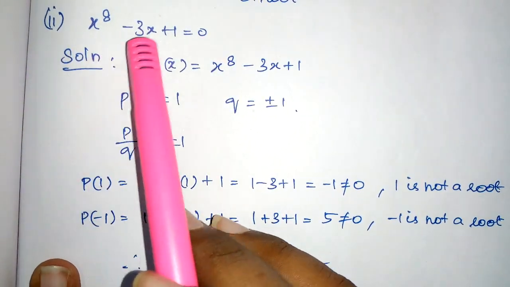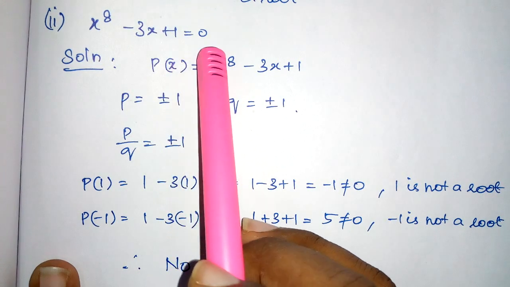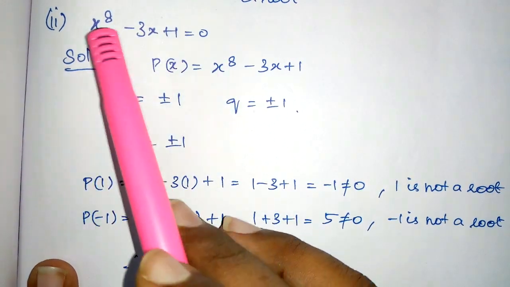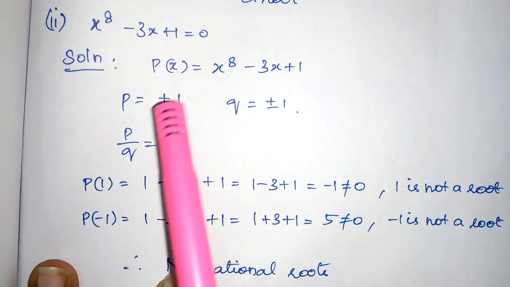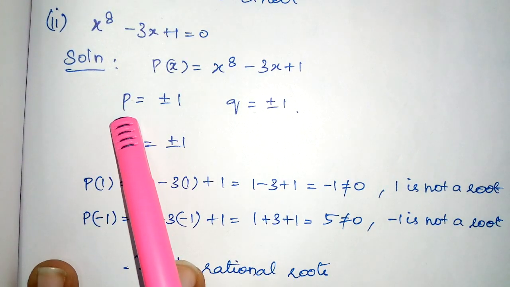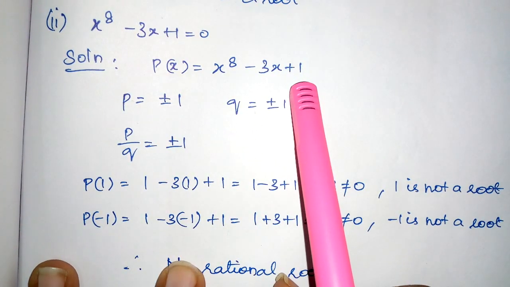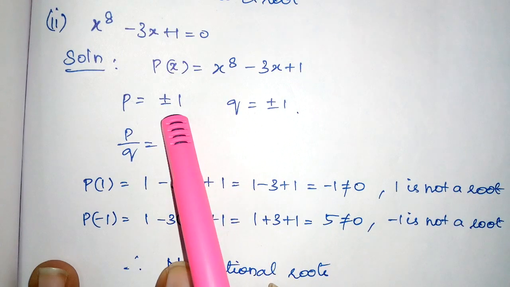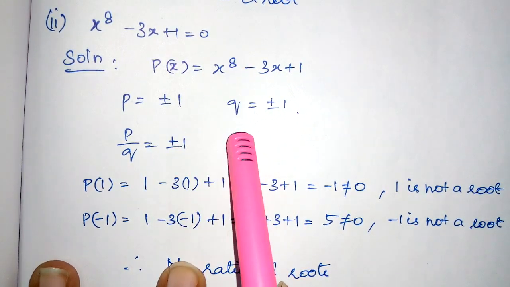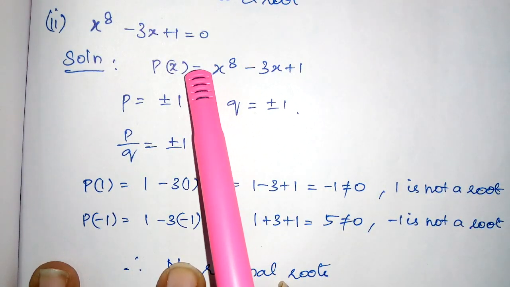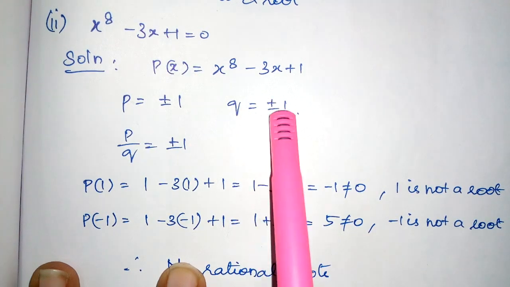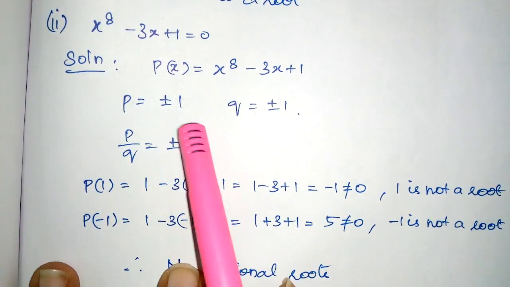Now coming to the next problem. X to the power 8 minus 3x plus 1, which is equal to 0. Now solution, take this equation as P of x. Now we have to find P. What is P? The divisors of the last term, which is plus or minus 1. And Q is the coefficient of the first term, which is 1. That is also plus or minus 1. So P by Q is plus or minus 1.